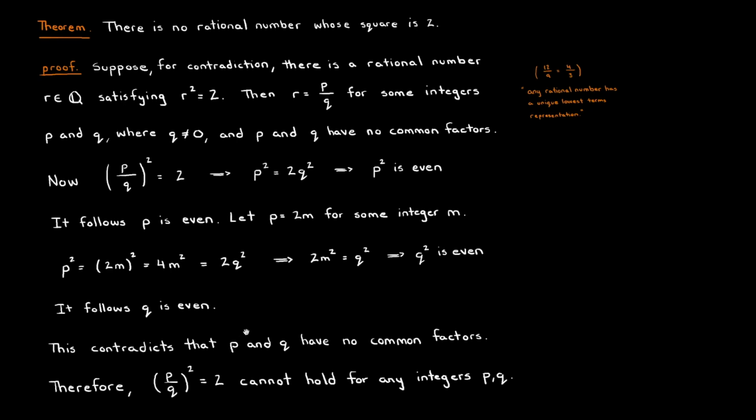We have that both p and q are even. So that means that they're both at least divisible by 2. And so they have a common factor. Whereas we stated that p and q should have no common factors, and if they did, we first canceled them out and made the fraction in lowest terms. But we end up finding that in fact, even after doing that, they still have common factors, right? So that's a contradiction. And so what that means is that the original equation that we were trying to solve, which is this p over q all squared equaling 2, well, this cannot hold for any integers p and q. And so that proves the result that there is no rational number whose square is 2.